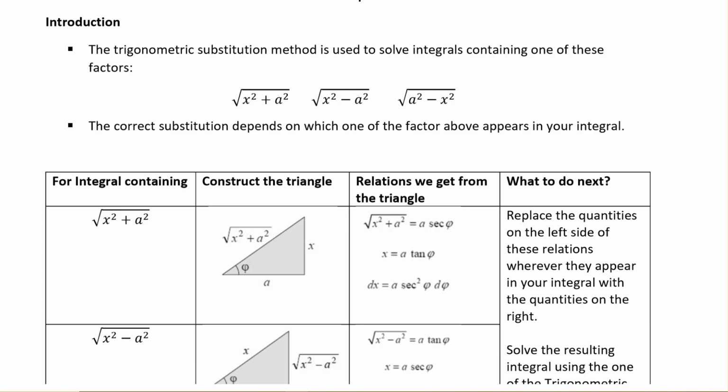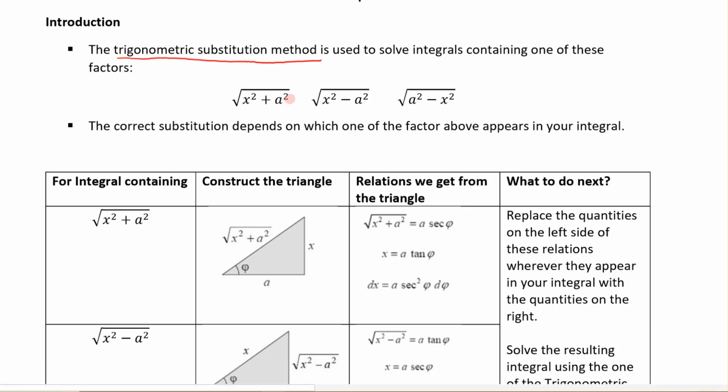Hello everyone. In this video, I will discuss how trigonometric relations are useful in integrating some algebraic integrals involving the expressions square root of x squared plus a squared, square root of x squared minus a squared, and square root of a squared minus x squared. If you have these algebraic expressions in some integrals, we can integrate them using some trigonometric relations, and this method is known as the trigonometric substitution method.